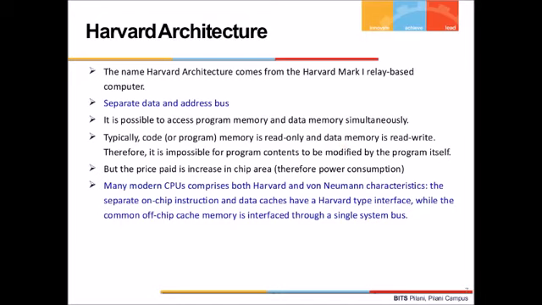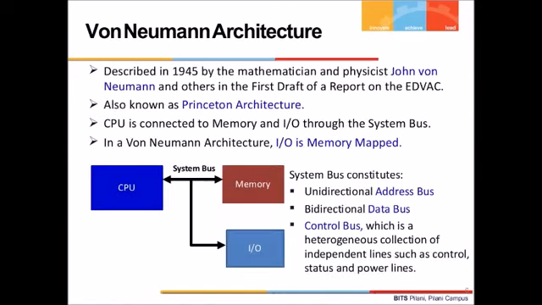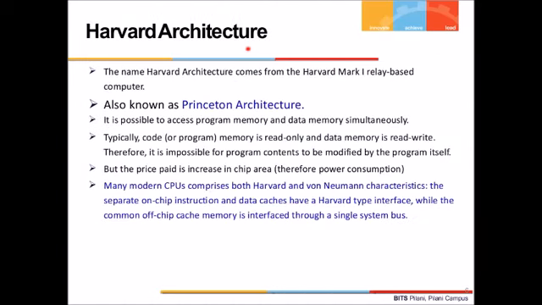Okay. That's why it is impossible for program content to be modified by the program itself. Okay, that is very clear. So basically you can say there is a separate program memory and there is a separate data memory. Whereas in this case both are the same because there is only one bus. So since program memory and data memory are separate, they can be accessed in parallel. So that's why the speed will improve.